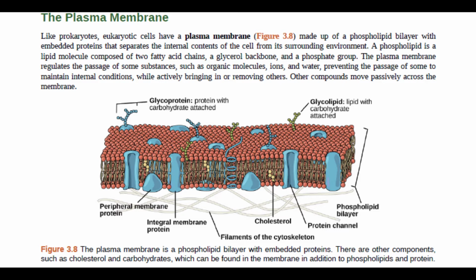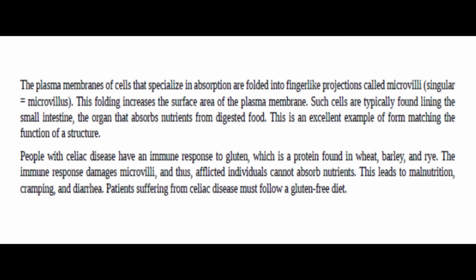Figure 3.8. The plasma membrane is a phospholipid bilayer with embedded proteins. There are other components, such as cholesterol and carbohydrates, which can be found in the membrane in addition to phospholipids and proteins. The plasma membranes of cells that specialize in absorption are folded into finger-like projections called microvilli, singular microvillus. This folding increases the surface area of the plasma membrane.